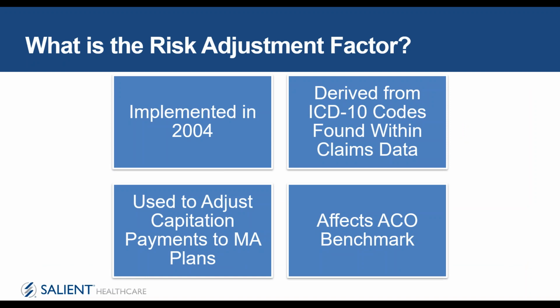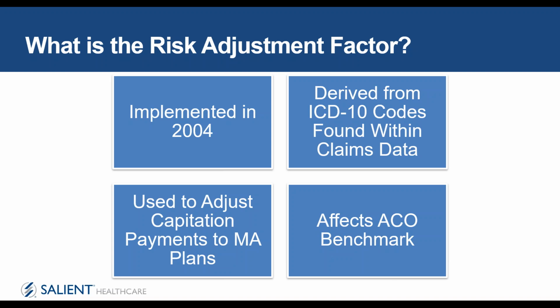Here's a little history lesson. So CMS implemented a risk adjustment model back in 2004, and they referred to that as risk adjustment factor, or just RAF for short. Now, a RAF is derived from ICD codes pulled from claims data. Each patient is then assigned a RAF as a relative measure of risk of likely costs of care. And if this sounds a lot like how insurance sizes up probable risks, that's because it is.